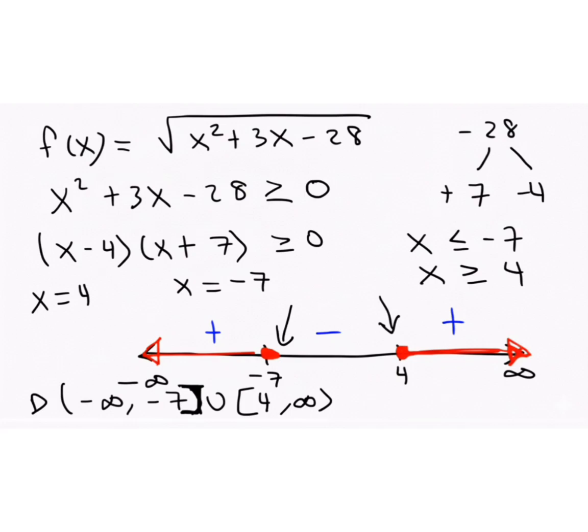So we have two different exceptions. The exception is that the value of x must be less than or equal to negative 7 and it must be greater than or equal to 4. Did you get it? So the negative value there is closed, and the positive value means that it is also closed, which must also be greater than or equal to 4.